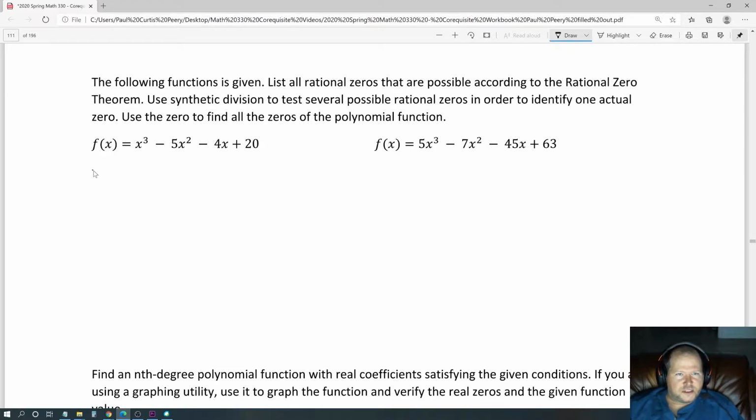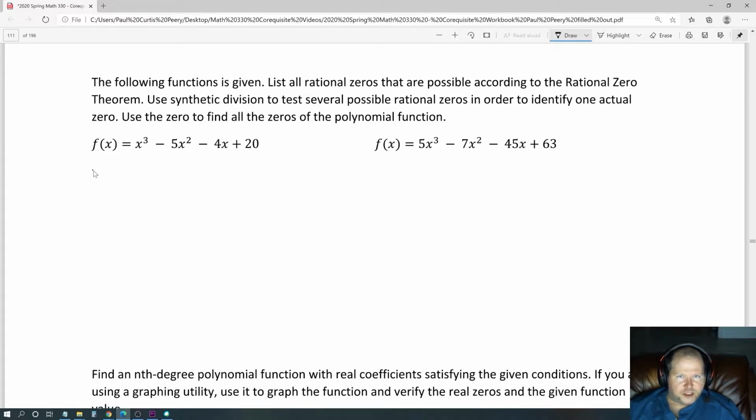The following function is given. List all rational zeros that are possible according to the rational zero theorem. Use synthetic division to test several possible rational zeros in order to identify one actual zero. Use the zero to find all the zeros of the polynomial function.